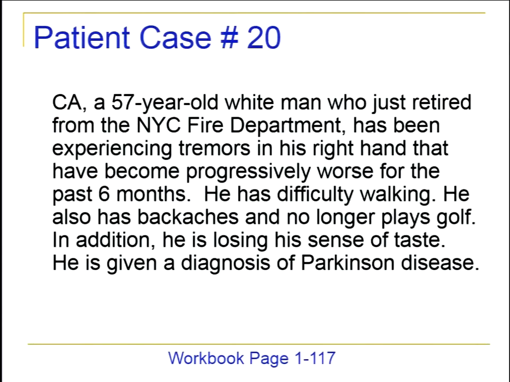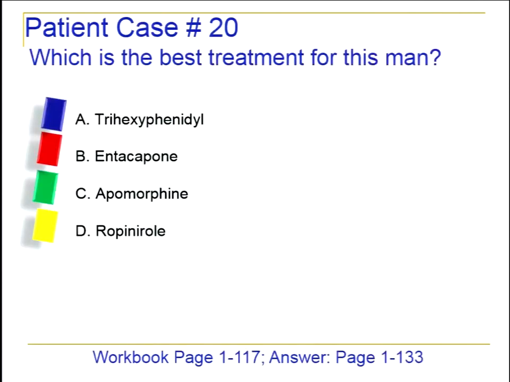Okay, CA, a 57-year-old white man just retired from the New York City Fire Department. He's been experiencing tremors in his right hand that have become progressively worse for the last 6 months. He has difficulty walking, he also has backaches, and he no longer is playing golf. In addition, he's losing his sense of taste. He's given a diagnosis of Parkinson's disease. So what would you prefer as treatment for this man? Is it trihexyphenidyl, entacapone, apomorphine, or ropinirole?